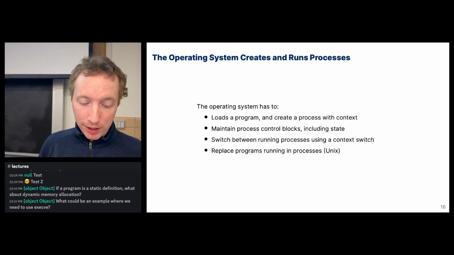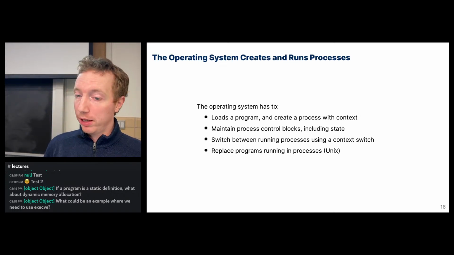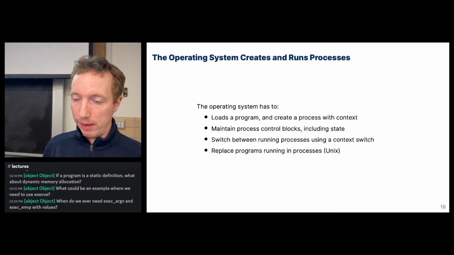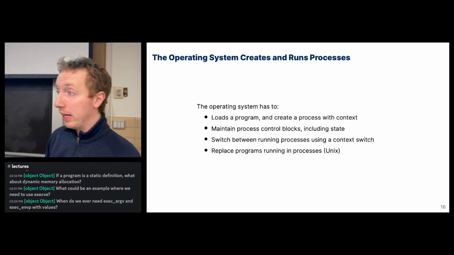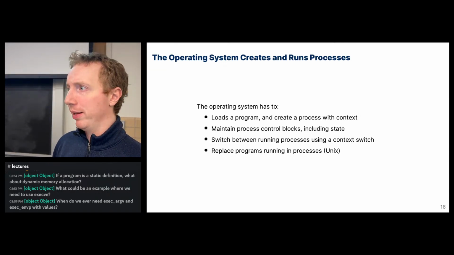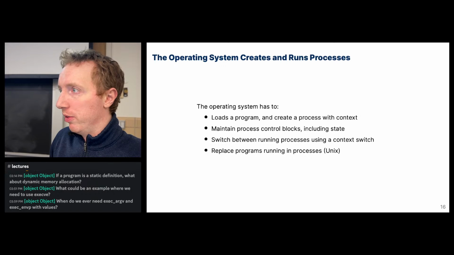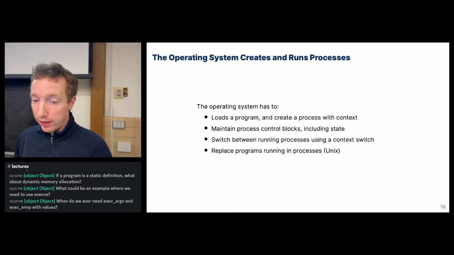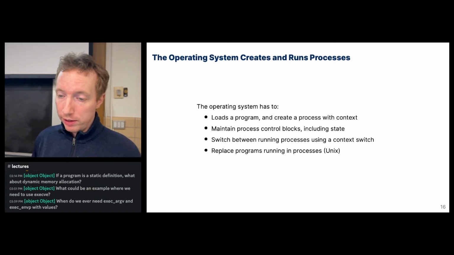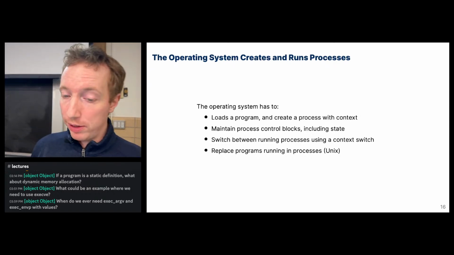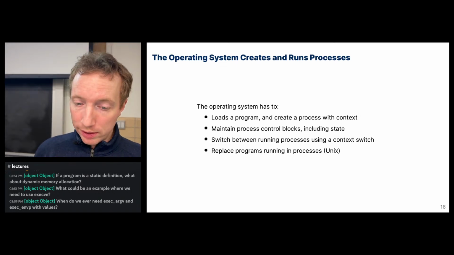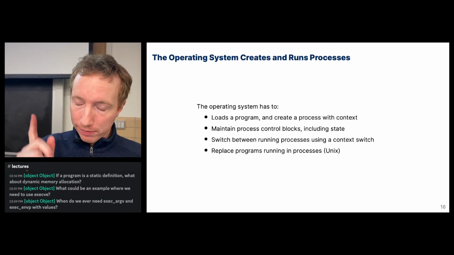But at the minimum, your operating system has to load a program and then create a process of it with some context representing all of its dynamic information. Maintain those process control blocks, so including state, which would be something like the program counter, registers, things like that. Then it has to switch between processes using a context switch, and then we also saw how it got to replace processes using Linux.